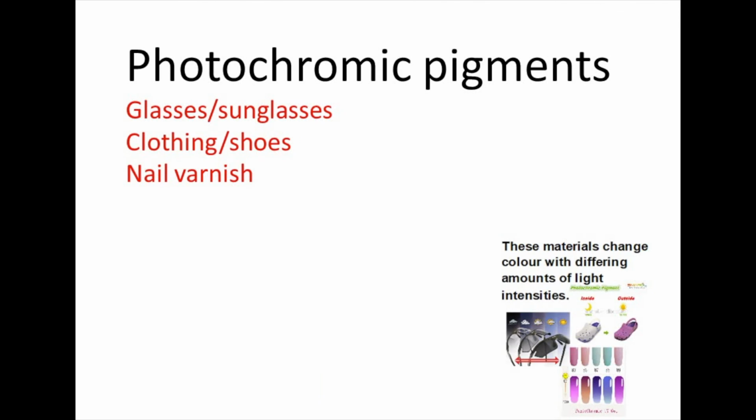Photochromic pigments, these are to do with light. Now this is amount of light intensities. These can be used in sunglasses and glasses. So when you're inside, it's colourless, the glass, and when you're outside, it darkens. Don't say that it darkens, but we say it changes colour, right? Photochromic pigments, look at the passage at the bottom. These materials change colour with different amounts of light intensity. Sunglasses will get darker, but that's because the colour is changing. Clothing and nail varnish, again, you could have nail varnish as blue when you're inside, and when you go outside, it could change pink. Same with clothing or shoes.